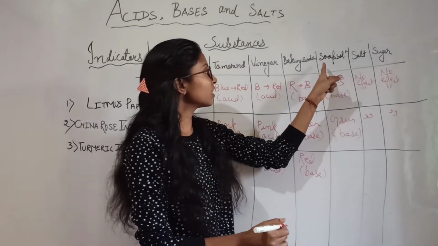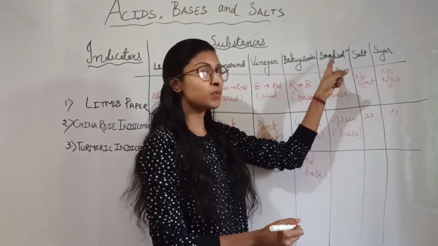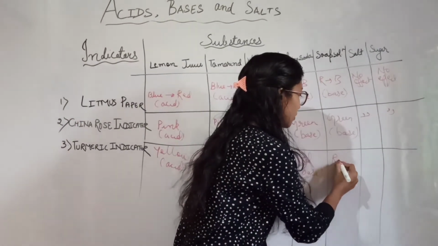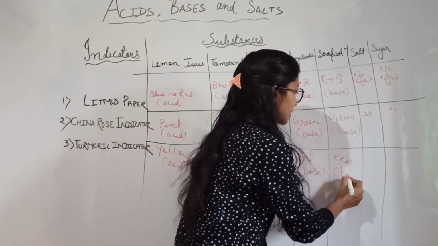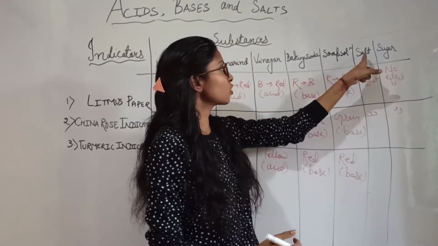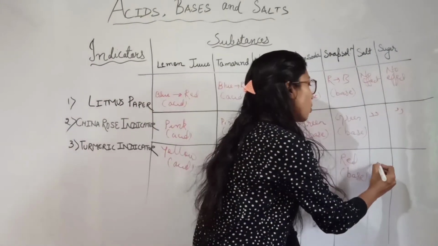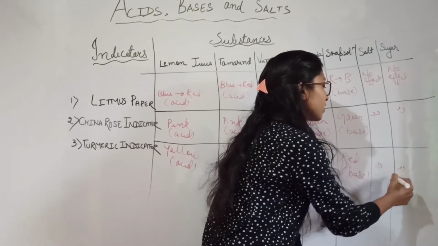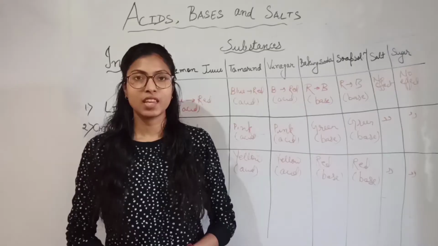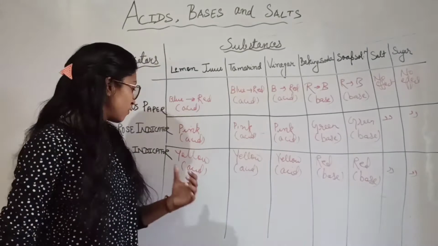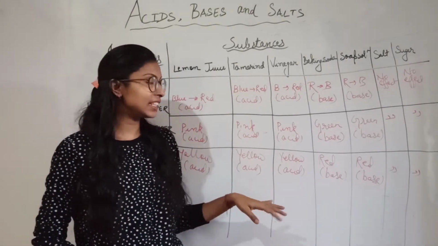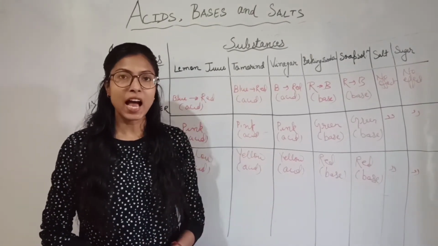And when we are putting it into the soap solution, it again turns red. It means it is a base. But when we are putting into salt and sugar solution, no effect can be seen. They are neither acid nor base. Now, at last we will perform with the turmeric indicator and see the changes by performing the activity.